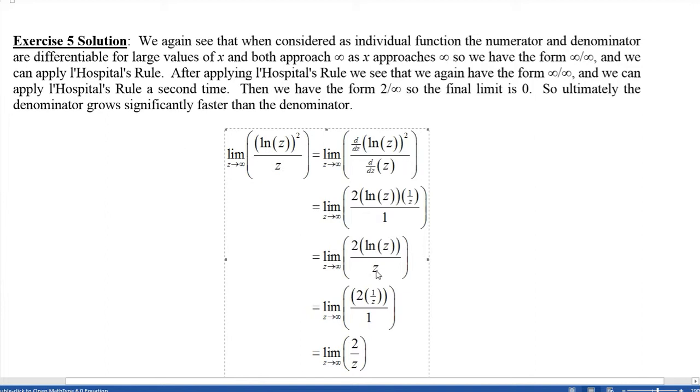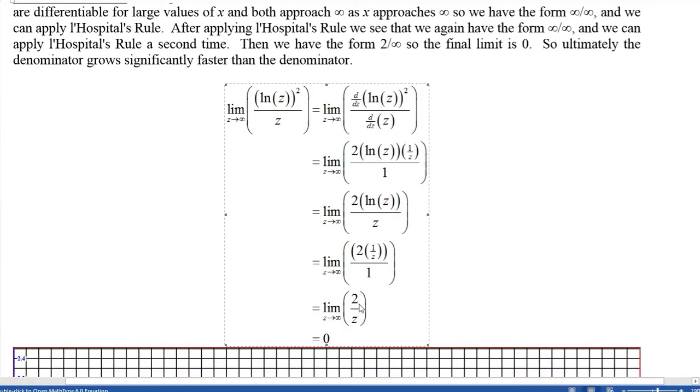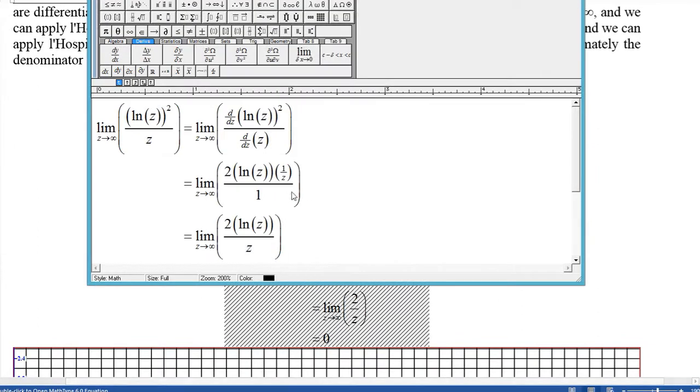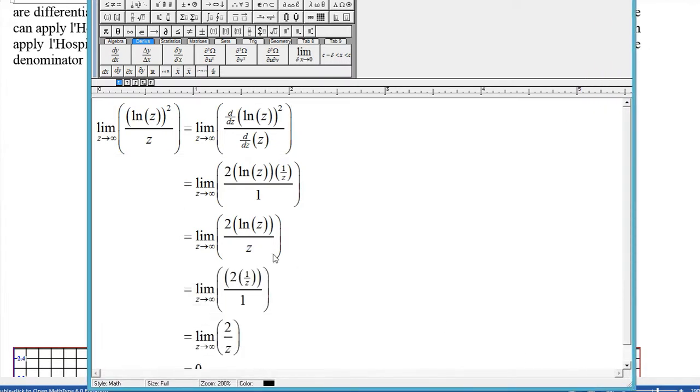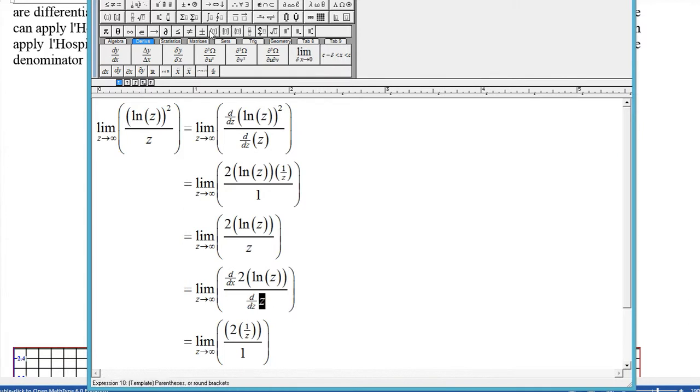Let's look at the form now. Again, the denominator is going to infinity, and again, the numerator is going to go to infinity. So let's apply L'Hopital's rule yet again. The derivative of the denominator z is 1, and the derivative of the numerator is 2 times 1 over z. So this is 2 over z, and of course as z goes to infinity, that fraction is going to go to 0. Let me add one more step here to be very explicit that when we go from here to the next one, we're applying L'Hopital's rule by taking another derivative of the denominator and the numerator separately. Remember, that's how L'Hopital's rule works.